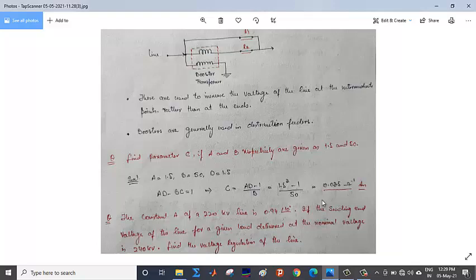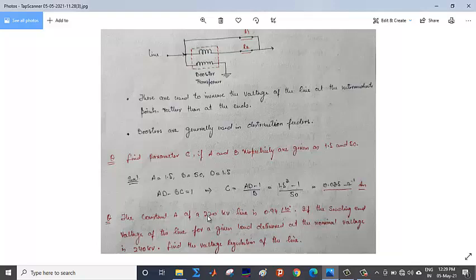The next one: the constant A of a 220 kV transmission line is 0.94 at an angle of 10 degrees. When the system voltage is given, it means this system voltage is usually taken to be the receiving end voltage. If the sending end voltage of the line is given, for a given load delivered at the nominal voltage, it is 240 kV. This is the sending end voltage.